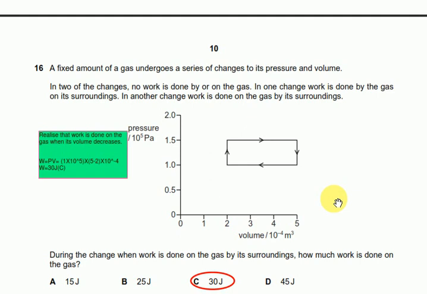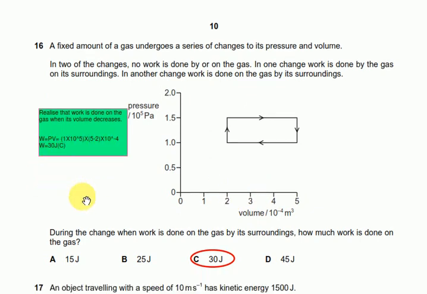Okay, so what it's telling us: the region where no work is done is this region and this region. When work is done on the gas, that's this region. When work is done by the gas, that's this region, because the volume has expanded. Work done is pressure times change in volume. Pressure is 1 into 10 raised to 5 pascals, and the volume change is 5 minus 2, that's 3, so it becomes 30 joules. So C is the appropriate answer.